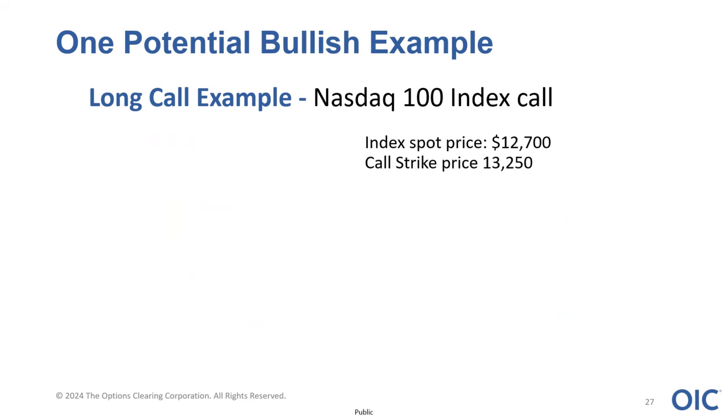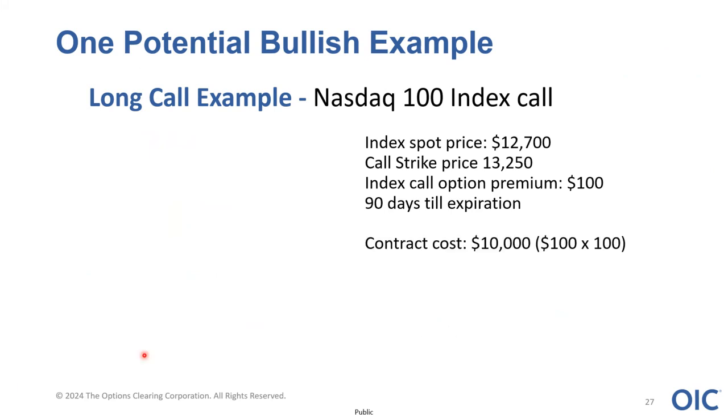You're bullish. You decide to buy the call on the 13,250 strike. And that call costs $100. It has 90 days to expiration. It's a 3-month call. Doing the notional math here tells you that the $100 price tag for that option times its multiplier of 100 means that each one of these contracts costs you $10,000 in notional value.